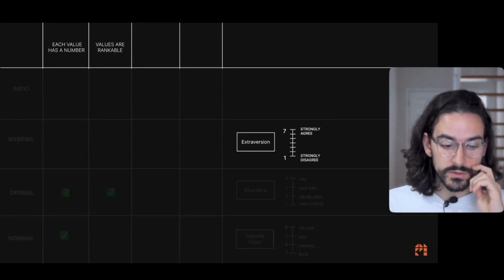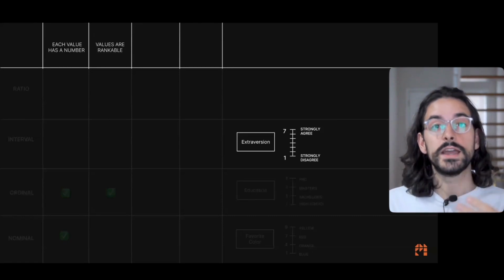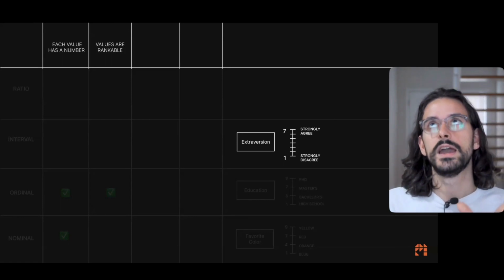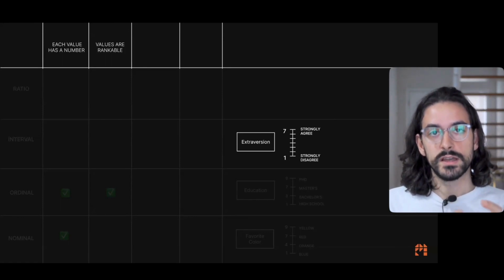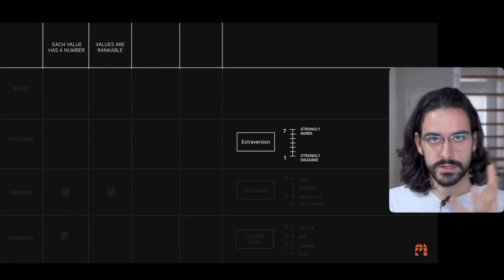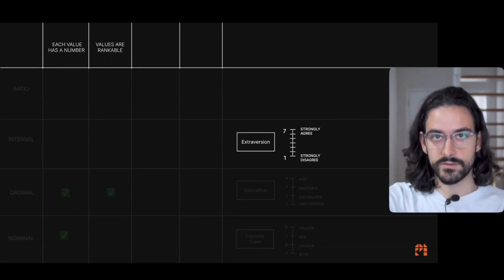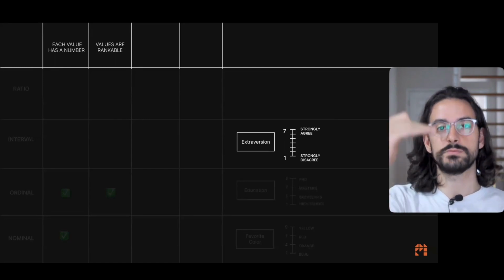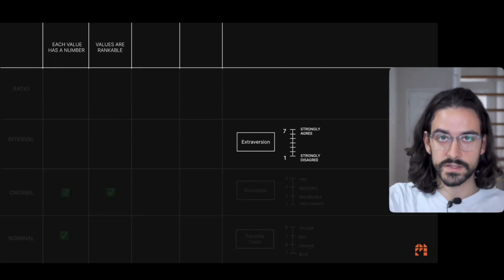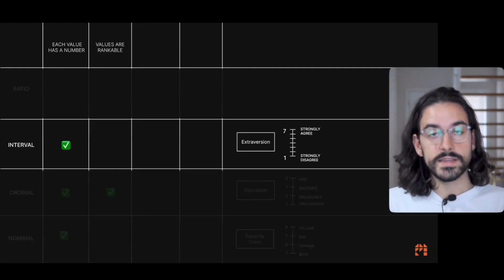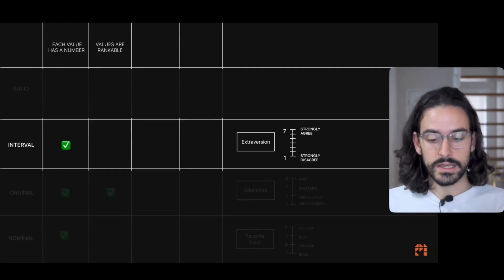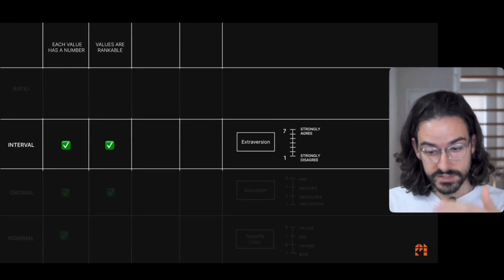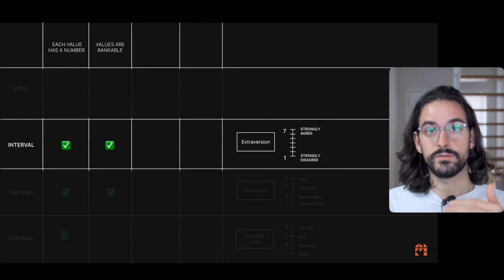Moving on to this new level, interval. Interval, we can ask, hey, what's your level of extroversion? Or you could use a statement like, I am an extroverted person. How much do you agree with that statement? And then people can react from 1 to 7, 1 meaning strongly disagree, 7 meaning strongly agree, and you have all the possible numbers in between, right? So 1, 2, 3, 4, 5, 6, 7. Well, in this case, this is an interval variable because each value has a number, great. The values are rankable, right? So 7 is greater than 6, greater than 5, and so on.